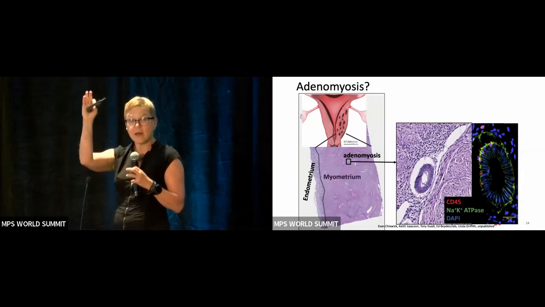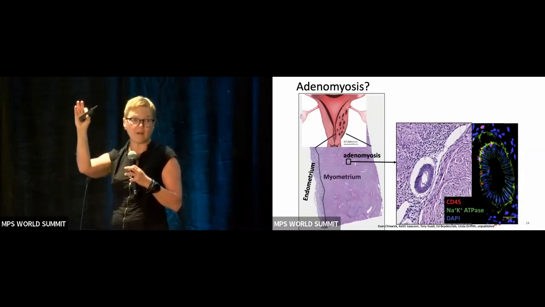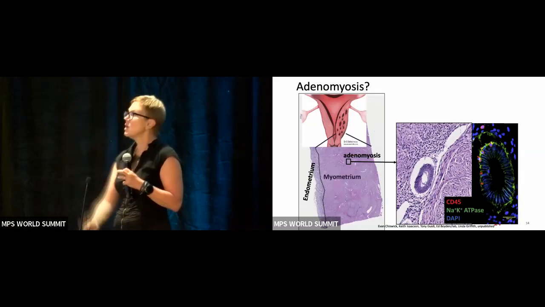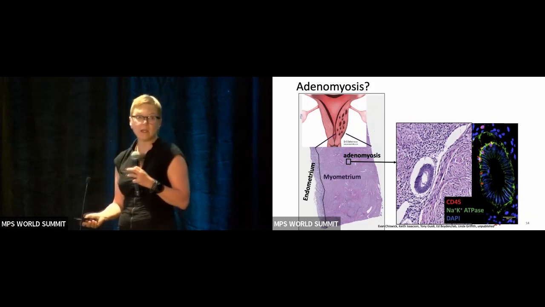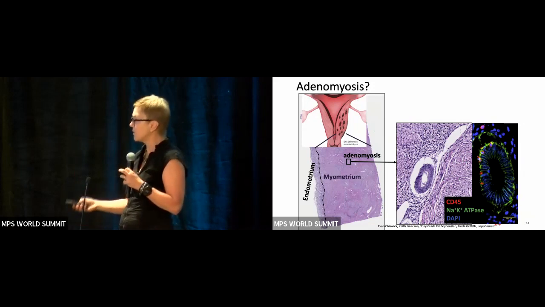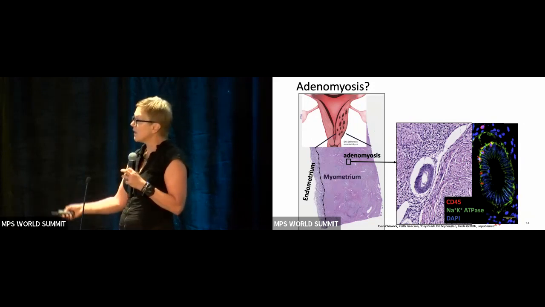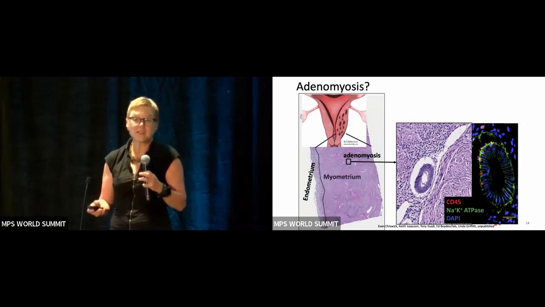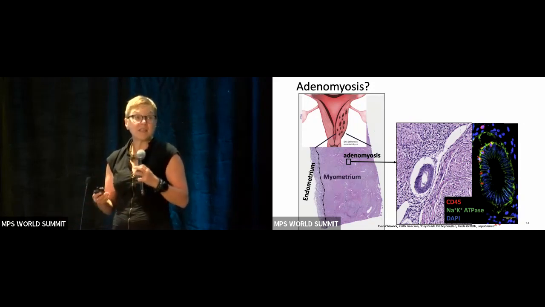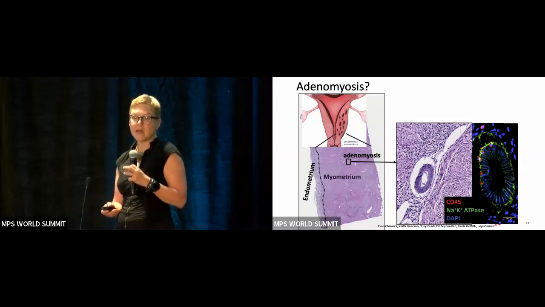Who has heard of adenomyosis, or who has not heard of adenomyosis? Okay, so adenomyosis is the sibling, if not the twin, of endometriosis. It's when you have these lesions growing in the muscle of the uterus, the myometrium. And so you can see, again, beautiful epithelial structures sitting right there in the muscle. And about 1 in 10 women are estimated to have adenomyosis.